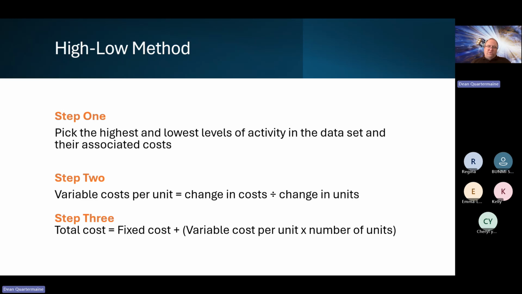Now we've got the variable cost, we can multiply it by the number of units, and that gives us the total variable cost. We know what the total cost is. We know what the total variable cost is. We can now rearrange the formula at the bottom in step 3 to work out what the fixed cost is, because the fixed cost is the only bit we don't know. I can just rearrange the formula to do that. So, a full working example on the next slide.